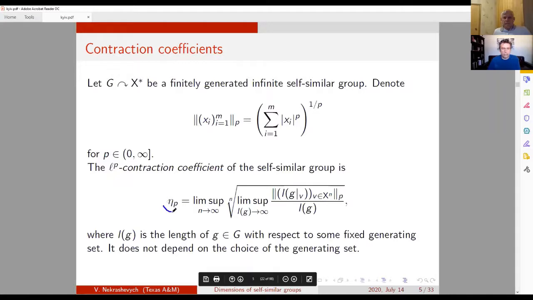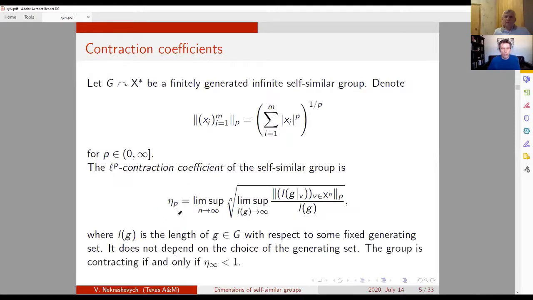Okay, so this number, because of this taking root, will not depend on the choice of the generating sets. So if you change the generating set, you'll change the length function, but this number will not depend on this length function. Also, it depends only on the associated virtual endomorphism. It doesn't depend on anything else. And one can show that the action is contracting if and only if the infinity norm, this number for infinity, is less than 1.